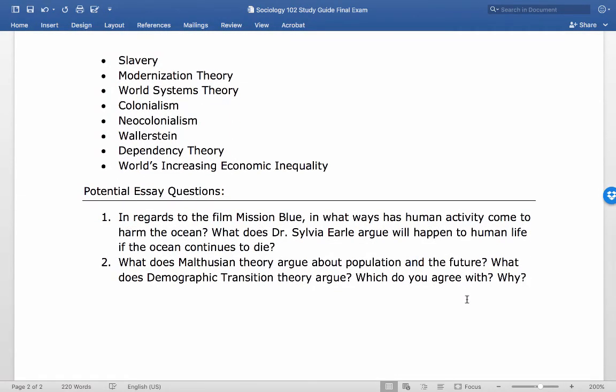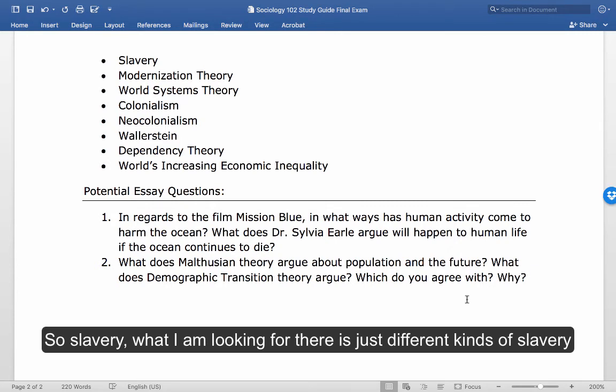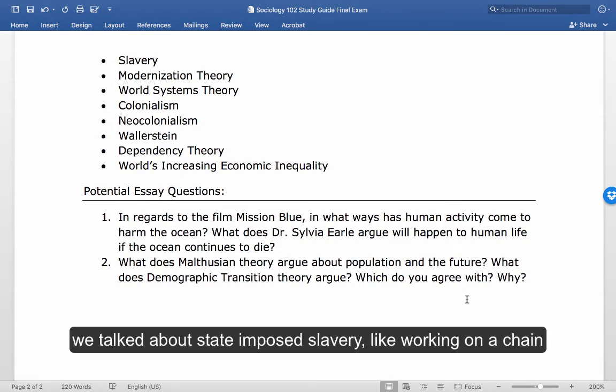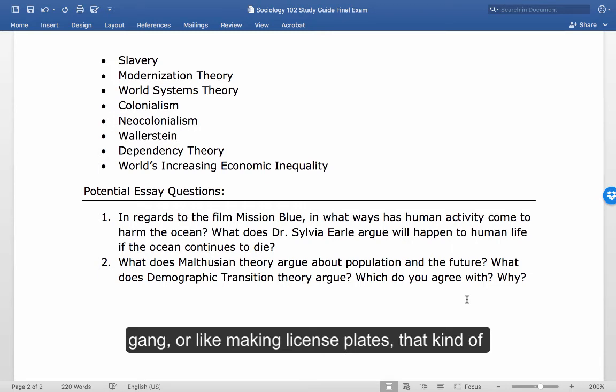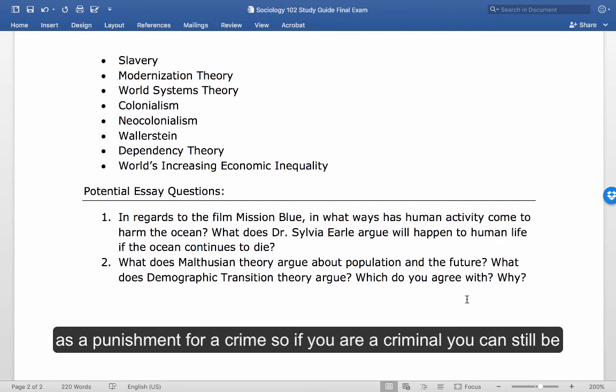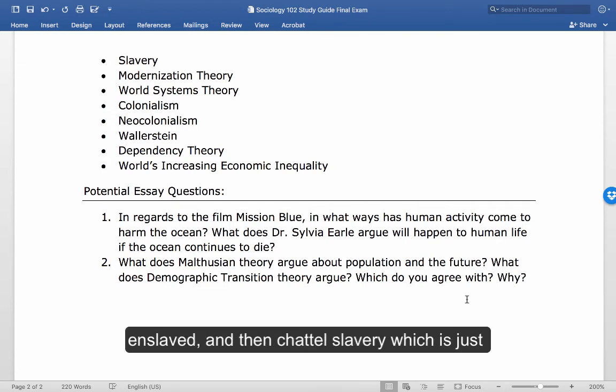Alrighty. So slavery: what I'm looking for there is just the different kinds of slavery. We talked about chattel slavery, the idea of a person owning another person. We talked about debt bondage. We talked about state-imposed slavery, like working on a chain gang or making license plates, that kind of stereotypical representation. But under the 13th Amendment, there's still an exception. It outlaws slavery in the United States, but says that slavery can be used as a punishment for a crime. So if you're a criminal, you can still be enslaved.